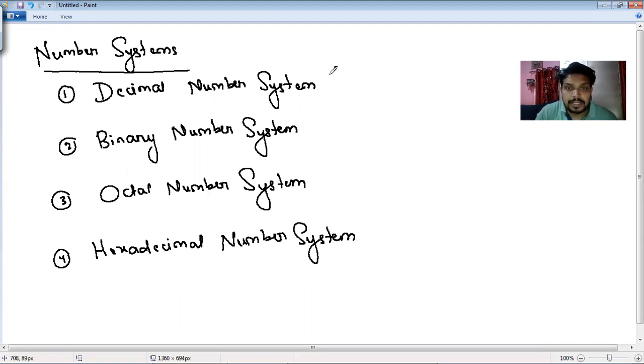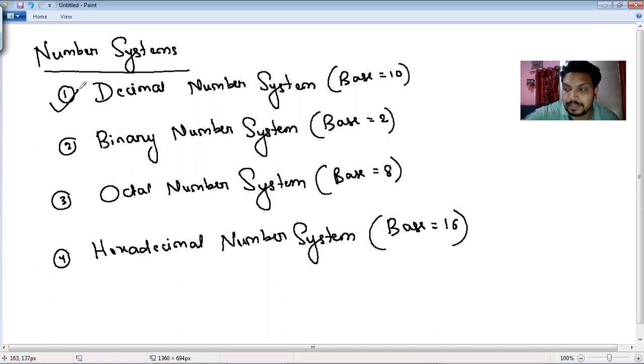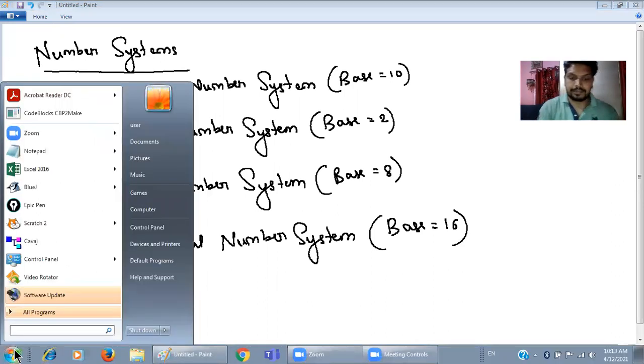So in your decimal number system, the base is equal to 10. Sir, what is the meaning of base? Why you have assigned the value 10 to this base? I will tell you, don't worry. In binary number system, the base is equal to 2. In octal number system, the base is equal to 8. And in hexadecimal number system, the base is equal to 16. Clear? So let us start with decimal number system.